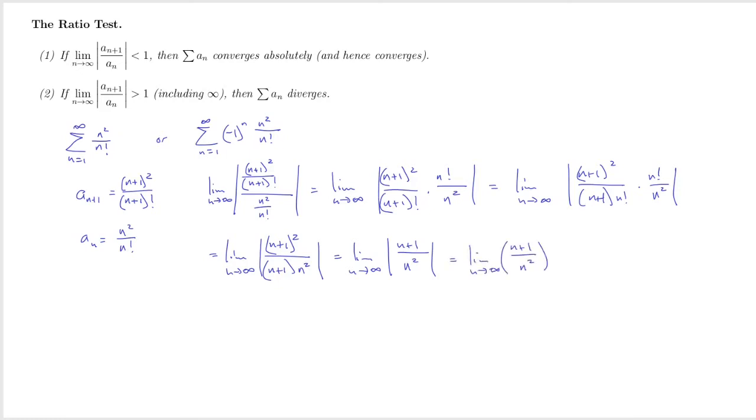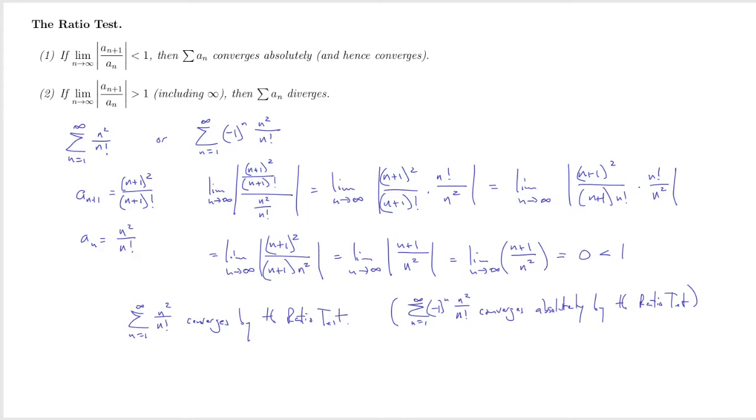And so we can just look at this as the limit as n approaches infinity of n plus 1 over n squared. And now you can either divide numerator and denominator by n squared and use the limit laws to come up with this limit, or you can use L'Hopital's rule since it's of the form infinity over infinity, and one way or another, however you do it, this limit is equal to 0. And more importantly than what it's precisely equal to, this limit is less than 1. And so the ratio test tells us that this series converges.